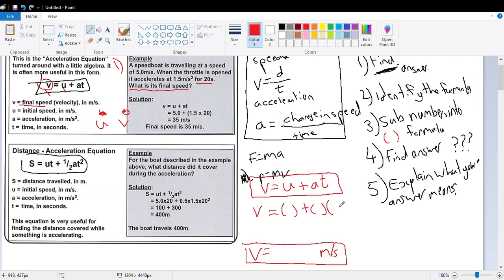a, and t. U is the initial speed. How fast was the speed goat going at the beginning of the situation? It was going 5 meters per second. It's accelerating by 1.5, and we're doing that for 20 seconds. 1.5 times 20 is 30. So the final velocity is going to be 35.